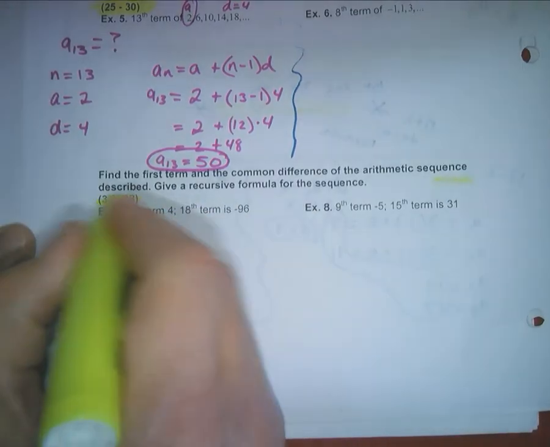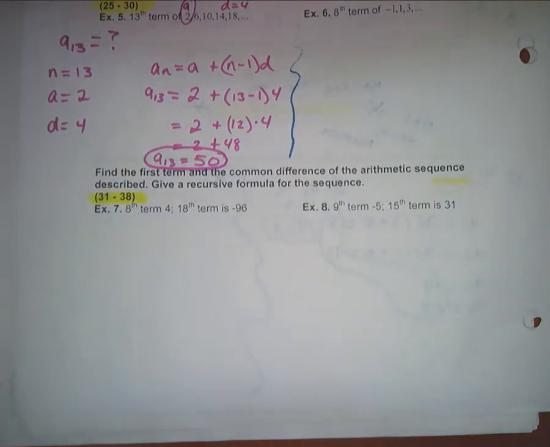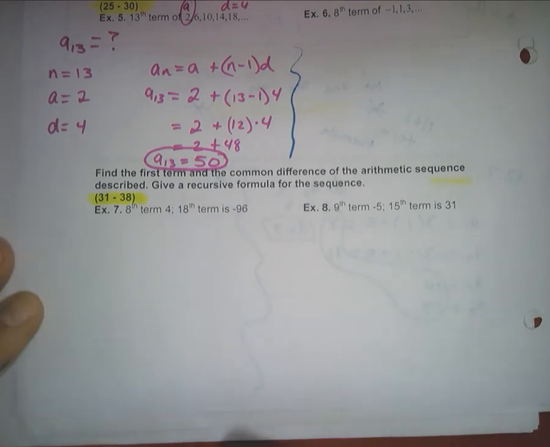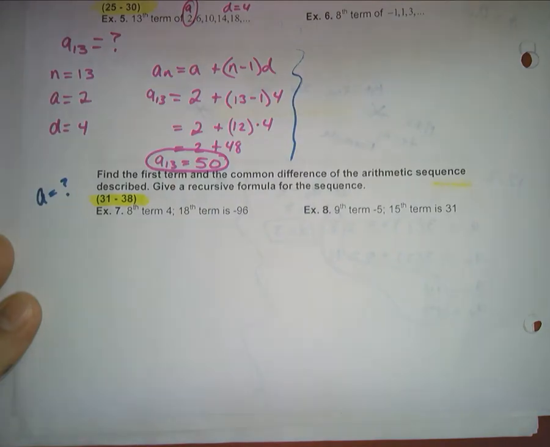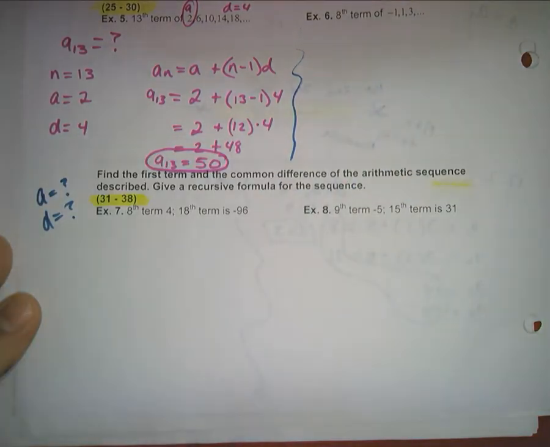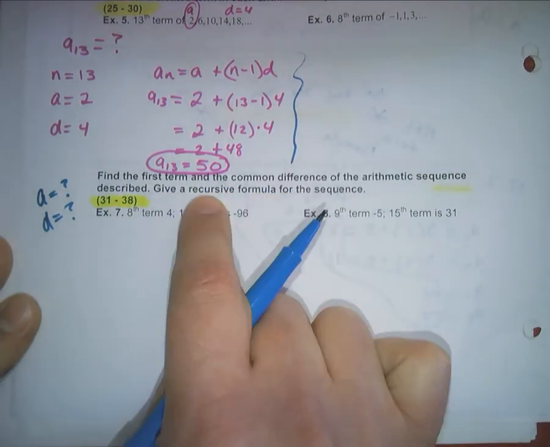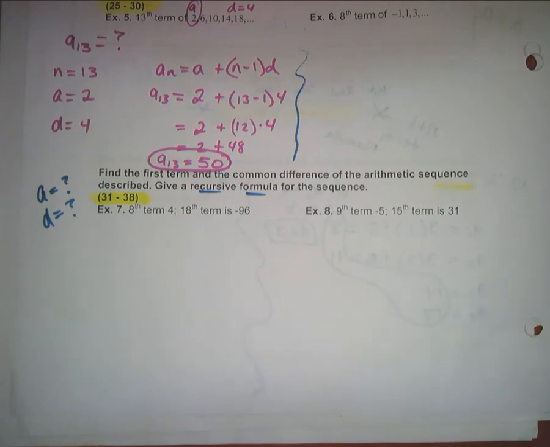Okay? When you're doing your homework, 31 through 38 is what I'm looking at here. Okay? So when I take a look, it says find the first term. So that's A, find A. And the common difference. So we got to find D. Of the arithmetic sequence described, and at the end we'll give what's called a recursive formula. I'll explain what that is again. Super easy. So we need two things. We need A and D.